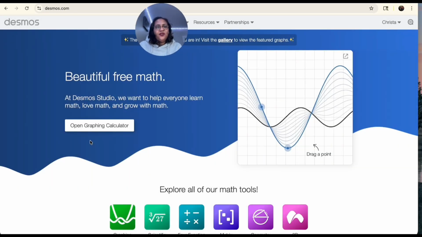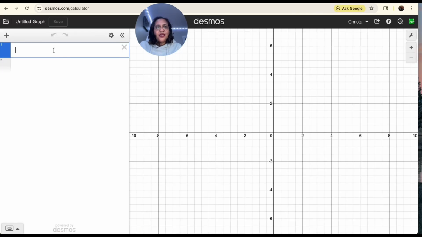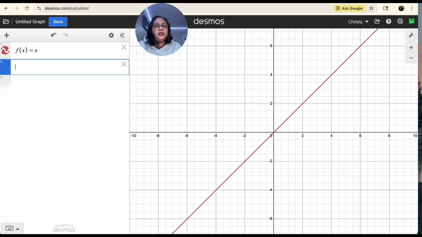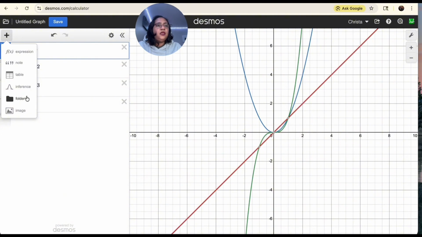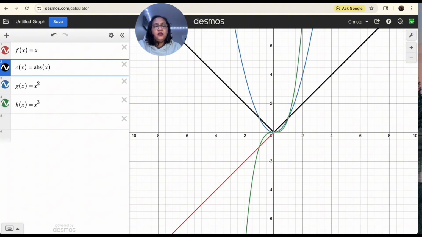So, just to go to our next parent function, let's review the first function, f of x being equal to x. And then I'll call this one g of x. It means the same exact thing, being x squared. And then h of x being equal to, what's the next one? Next power, x to the third power, and c of x.